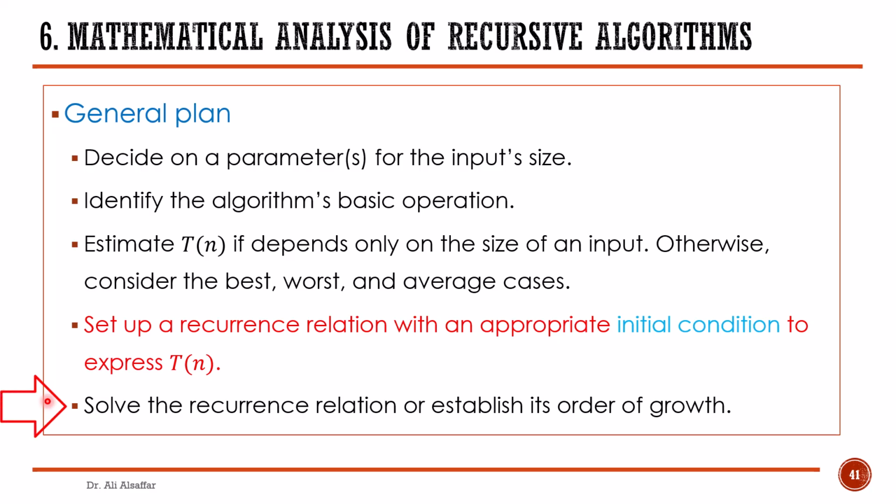Solving this recurrence relation allows us to determine the algorithm's growth rate using asymptotic notations such as big O, big omega, and big theta. To demonstrate how this general framework is applied to recursive algorithms, we will walk you through examples that illustrate each step. These examples will be drawn from real and practical problems. Our first example that we will begin with is an algorithm that computes recursively the factorial of a positive integer.